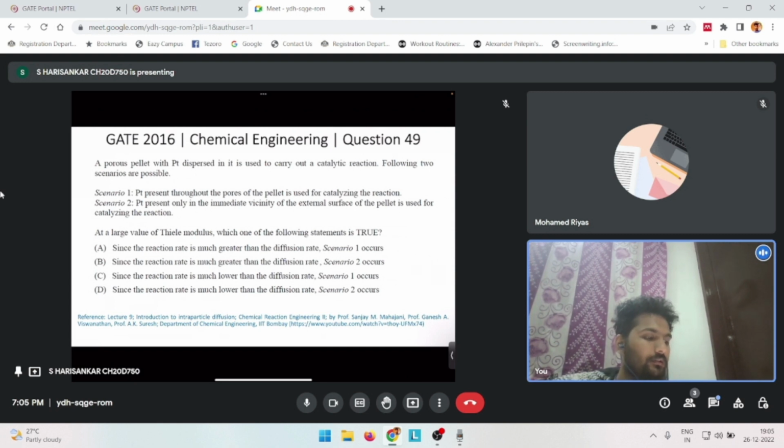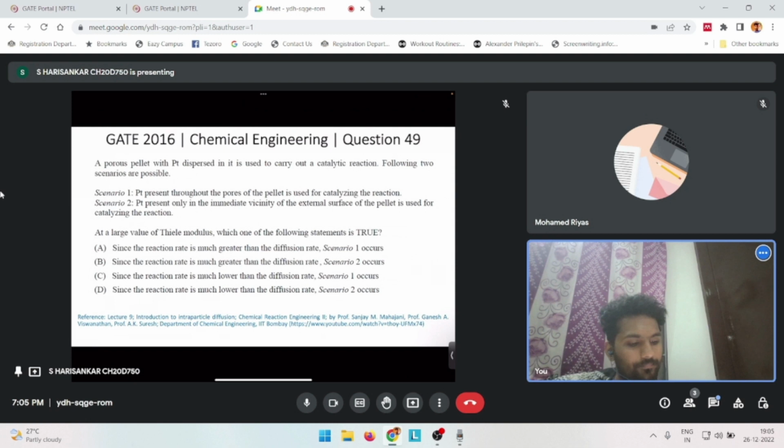So this is a question from Chemical Reaction Engineering 2, from the catalysis part, and the reference NPTEL series can be found in lecture 9, Introduction to Intraparticle Diffusion, Chemical Reaction Engineering 2 by Professor Sanjay M. Mahajani, Professor Ganesh A. Viswanathan and Professor A.K. Suresh from the Department of Chemical Engineering, IIT Bombay.